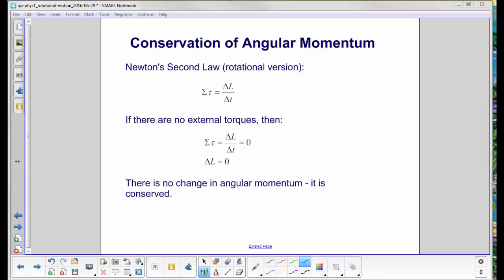Let's take the rotational version of Newton's second law. Instead of sum of the forces, we have sum of the torques. And instead of linear momentum, we have angular momentum. And time, of course, is the same in both cases. If there are no external torques, the sum of the torques is equal to 0. Then that means the change in angular momentum is 0. There's no change, so angular momentum is conserved in the absence of an external torque.